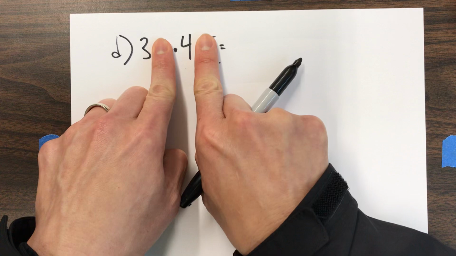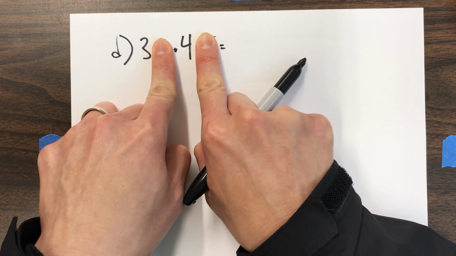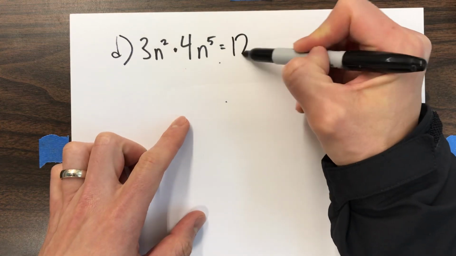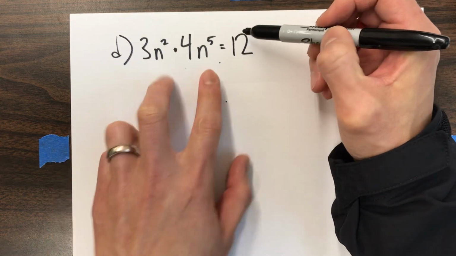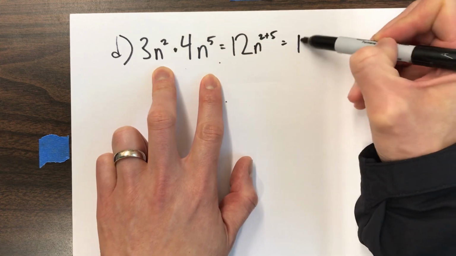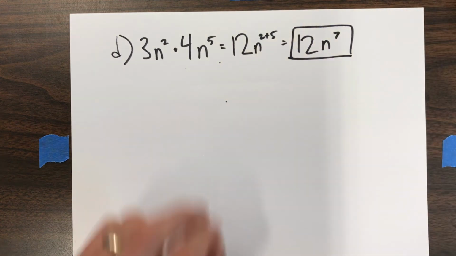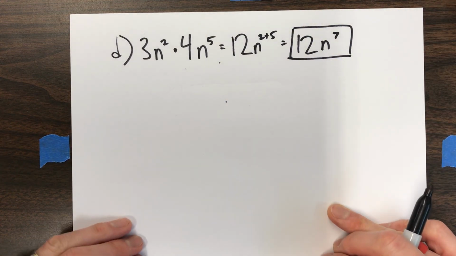What if I cross these out? It's simply 3 times 4. And come on, guys, you all know what 3 times 4 is, right? So that's simply going to be 12. And then the n squared plus the 5, our final answer is going to be 12n to the 7th power. Okay, just like that.